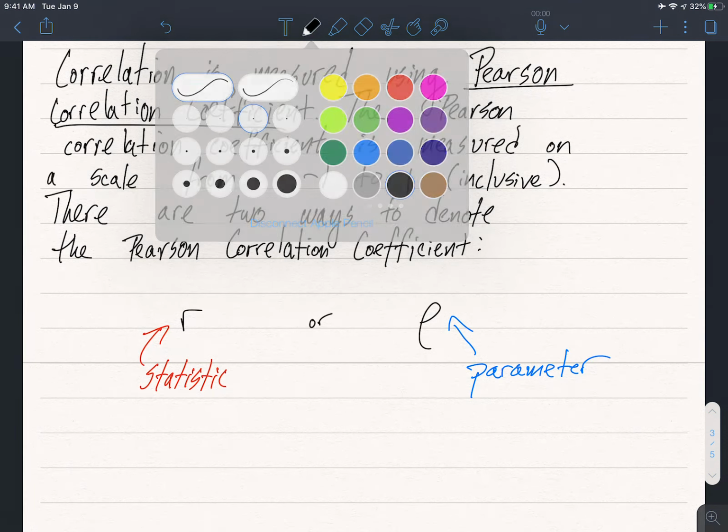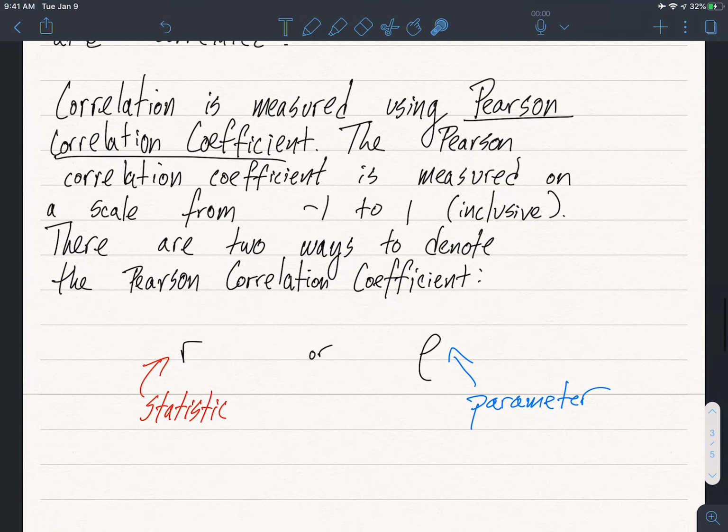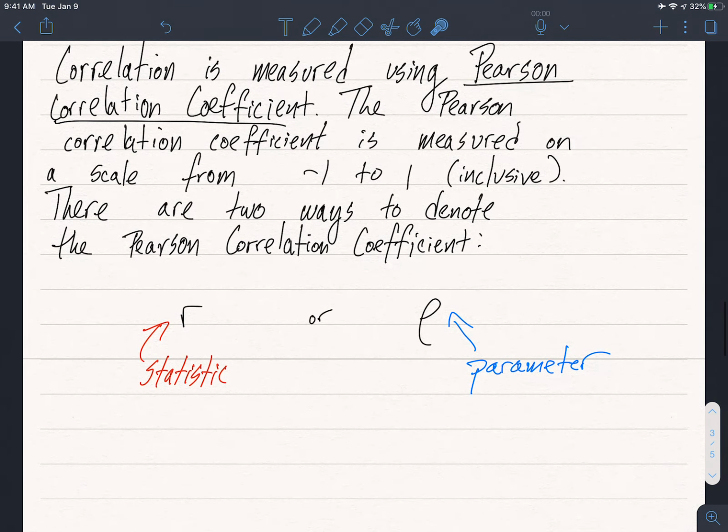If we were able to get the data for everybody in the population, match it up, we would use rho. Otherwise, we use R. And of course, we're going to be using R more often in this class because we're dealing with statistics. We don't usually have the entire population at our disposal.